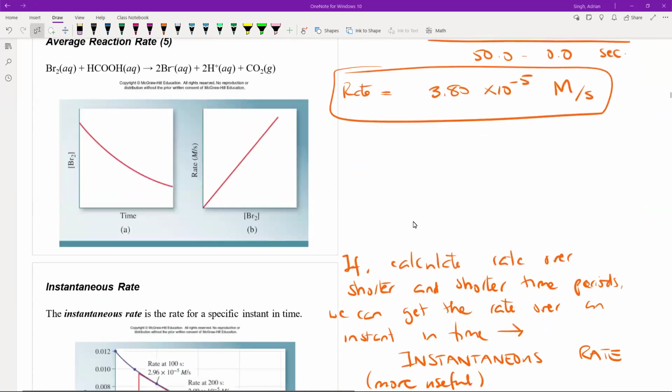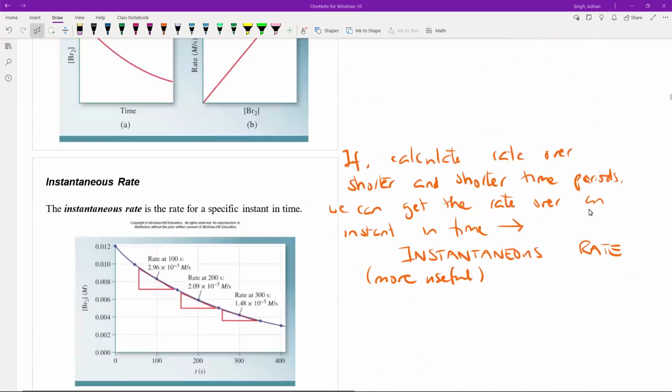If we were to calculate the rate over shorter and shorter time periods, in other words, if that time period shrinks and shrinks, what we can actually get is the rate. We can calculate the rate over an instant in time, and that's known as the instantaneous rate of that reaction, right? And in the majority of cases, that instantaneous rate is way more useful to us, especially as chemists and what we're studying, than the average rate of a reaction.